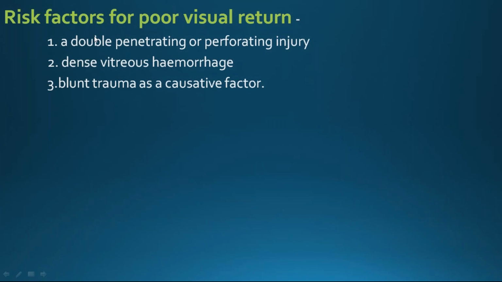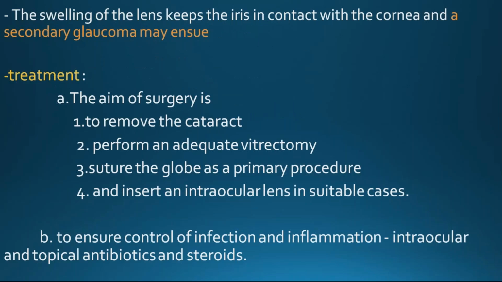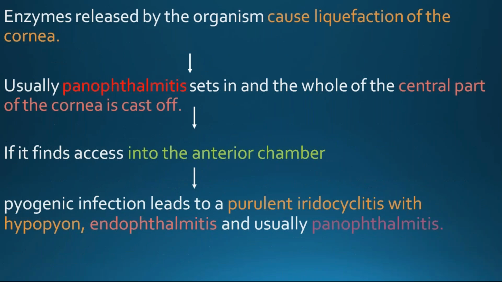Risk factors for poor visual outcome include double penetrating and perforating injuries, dense vitreous hemorrhage, and severe blunt trauma as a causative factor. These are the risk factors for poor visual outcome. This is the small topic of open globe injuries.